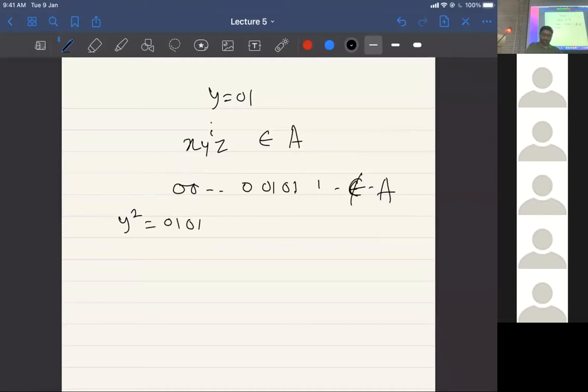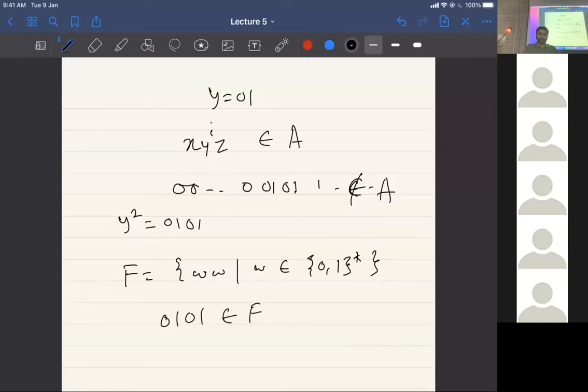So suppose that I have a language F that contains W W. Is this regular or not? This says that it contains all strings of zeros and ones such that you can break the string in half, and so you have two copies of the same string. For example, 0, 1, 0, 1 is in F.